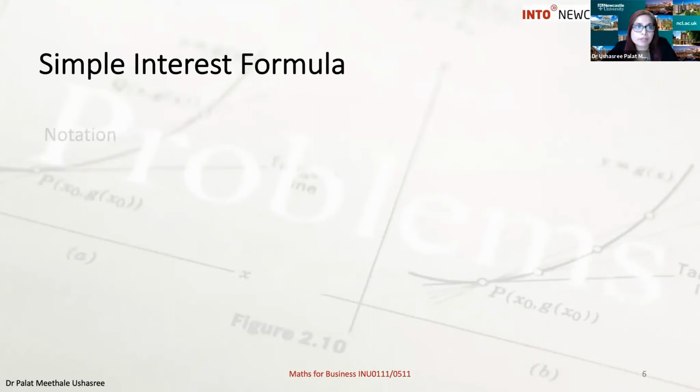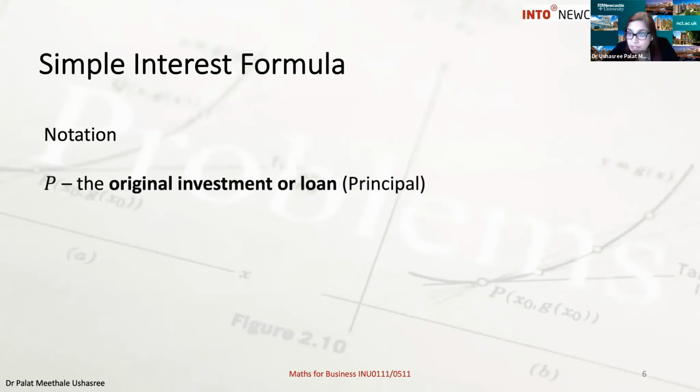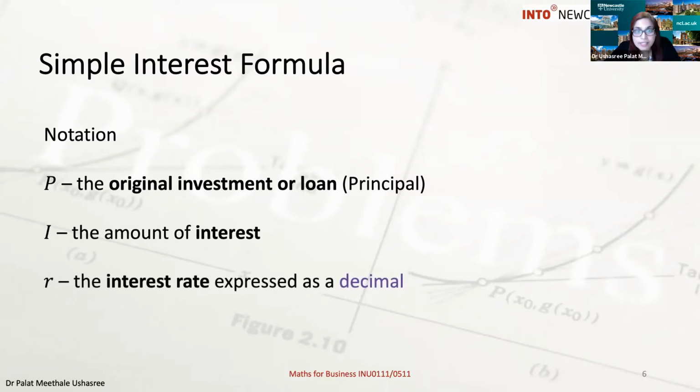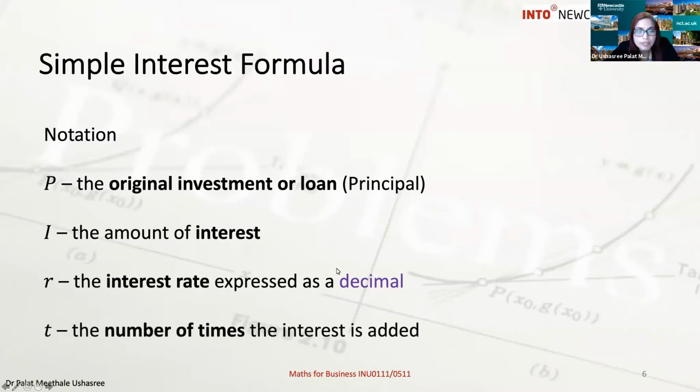So now let's generate the formula for this. Let's take the notation for the original investment or the principal amount or the loan. It could be an investment or it could be a loan. You could either give the bank the money or take money from the bank. It could be either way. So that's the principal amount P. I is the amount of interest. R is the interest rate expressed as a decimal. Please be careful, this should be in decimal. T is the number of times the interest is added.